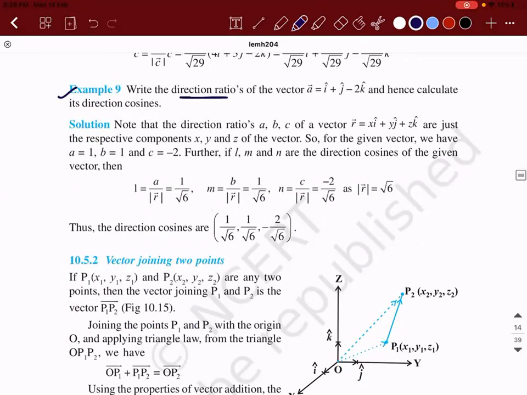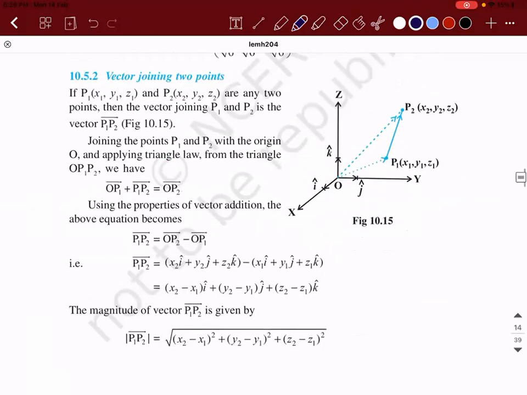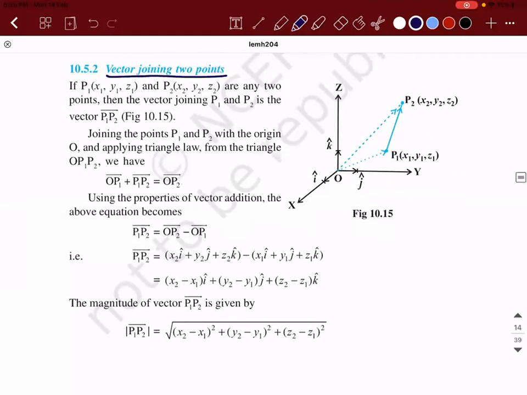Write the direction. Direction ratios I'll tell you later. Next is vector joining 2 points. If I want the vector joining 2 points P1 (x1, y1, z1) and P2 (x2, y2, z2), if I want to write the vector P1P2, then I need the position vectors of those two points. So what do you mean by position vectors?